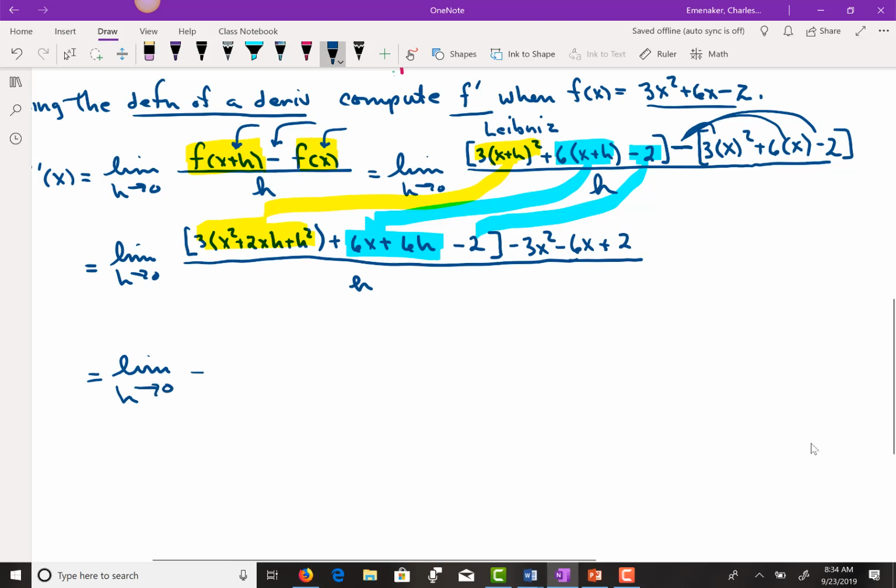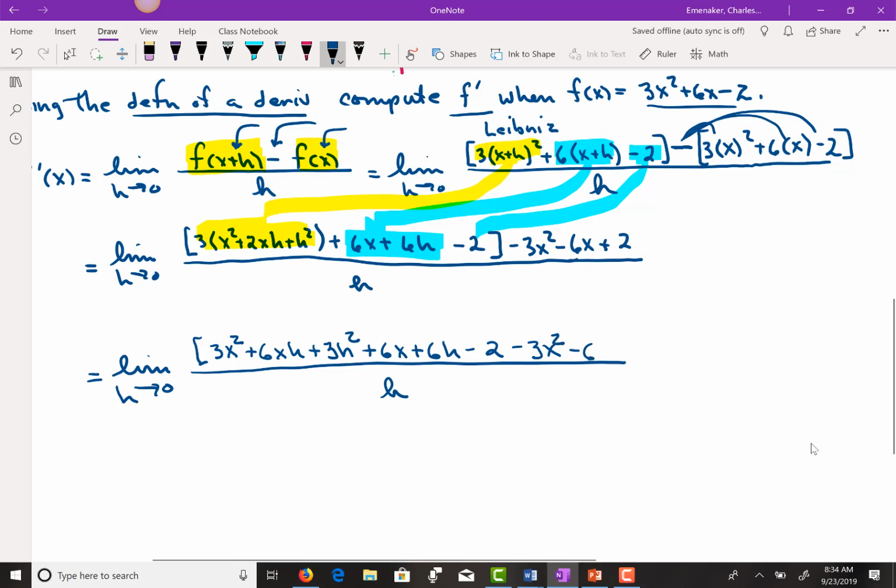And yes, you have to keep up with this limit as h goes to 0 part. And what we're going to wind up with is 3x squared, 6xh, 3h squared, 6x, 6h, minus 2, minus 3x squared, minus 6x, plus 2. Okay? And I'll get rid of this bracket now. We don't really need that at this point. Everybody okay?